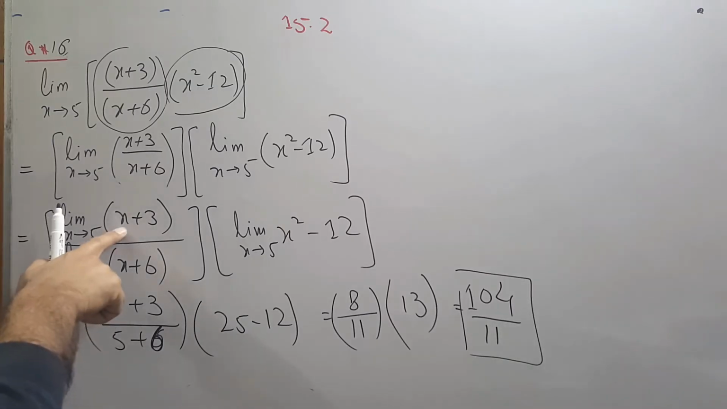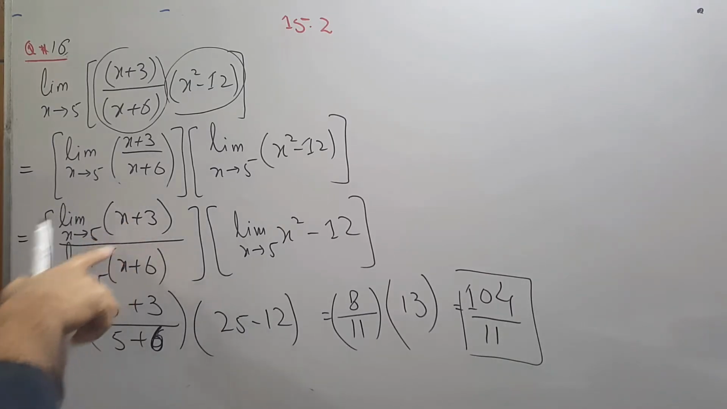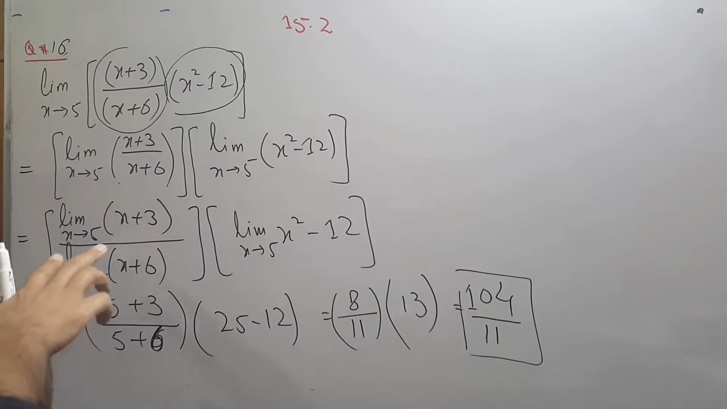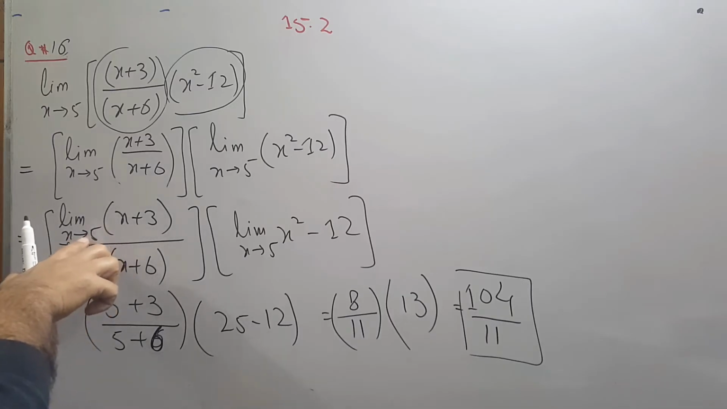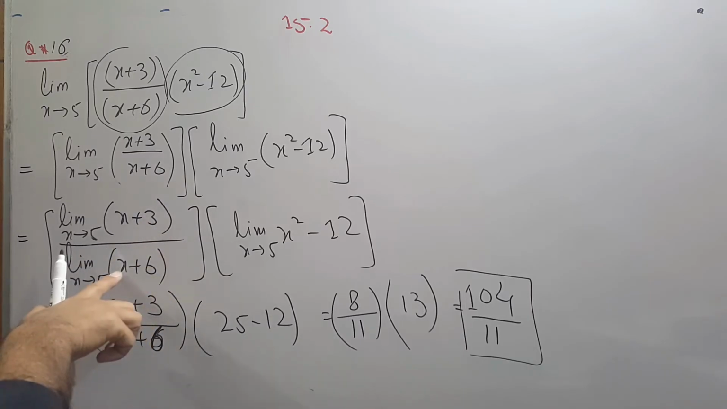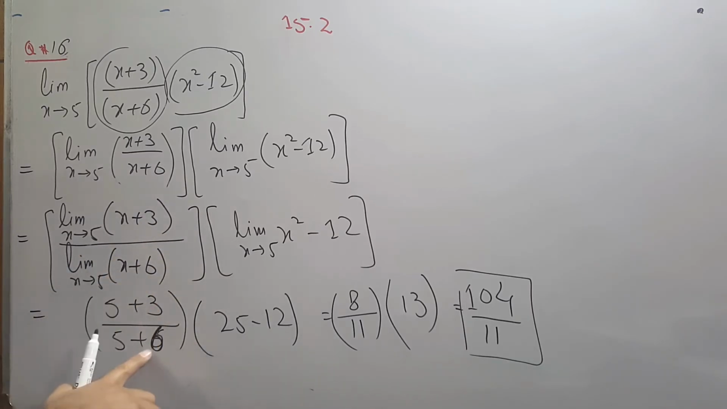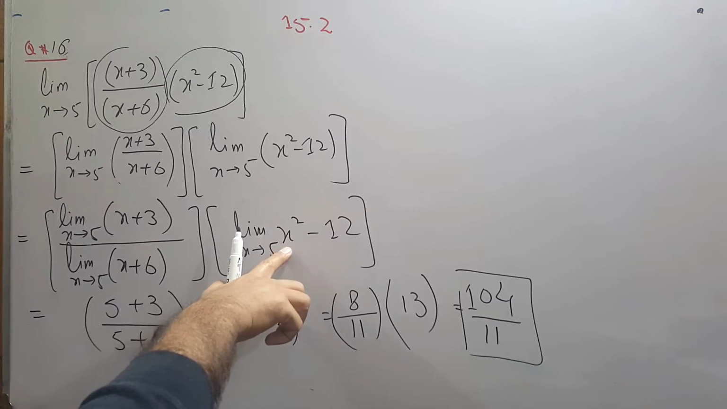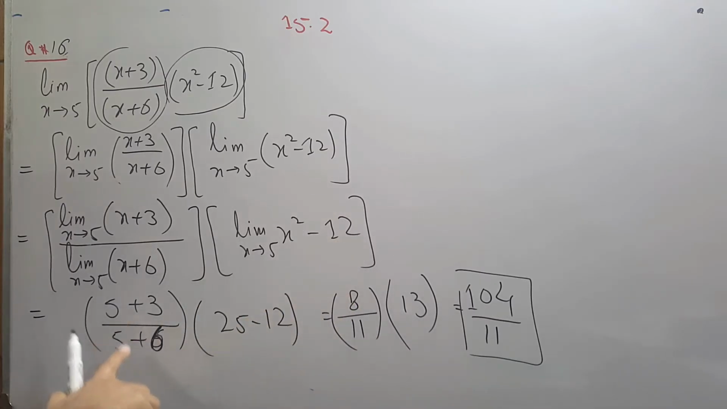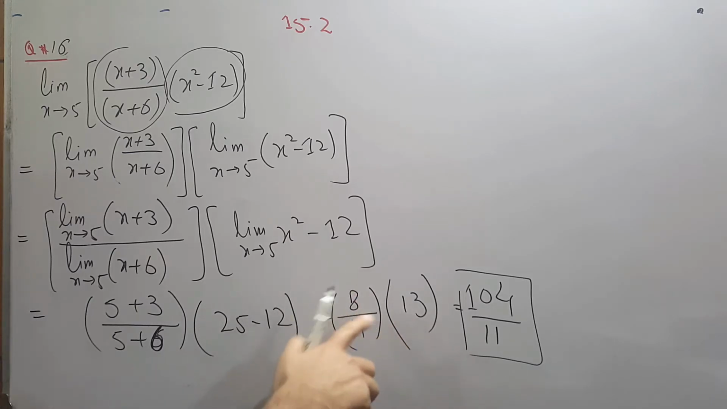Now this one is, if I apply the limit on the x, you can write them separately. I'm just doing it in shortcuts now because you already know how to solve them. So you apply the limit 5 in place of x. 5 and 3 as it is, and in this one 5 and 6 as it is. And if you apply limit 5 over here, the square of 5 is 25 and minus 12. So that gives you 8 over 11, and 25 minus 12 gives you 13. If you multiply them, it gives you 104 divided by 11.